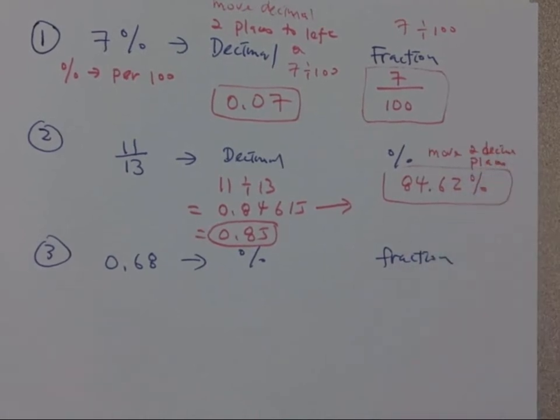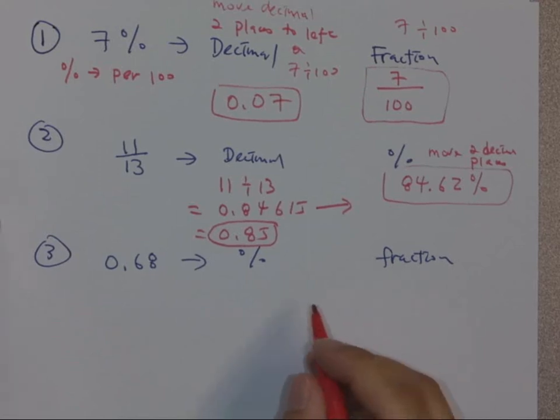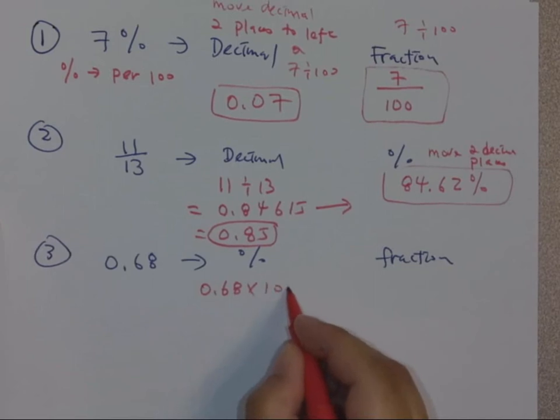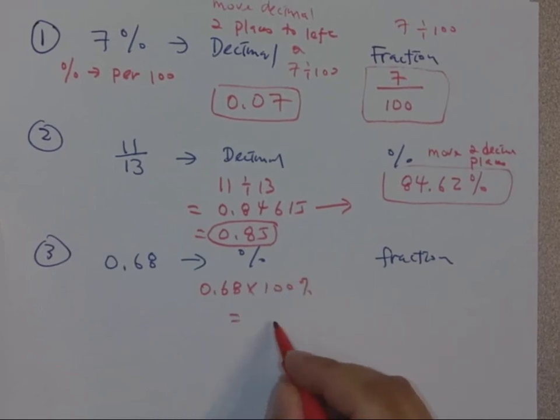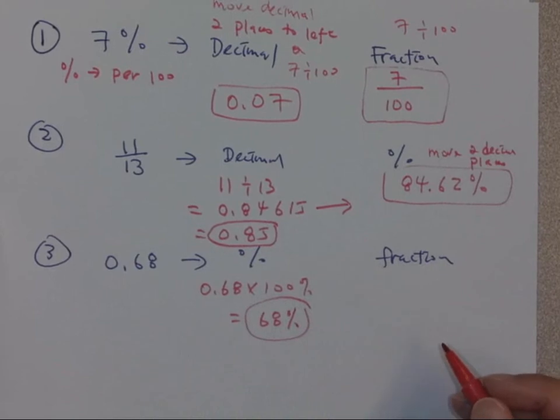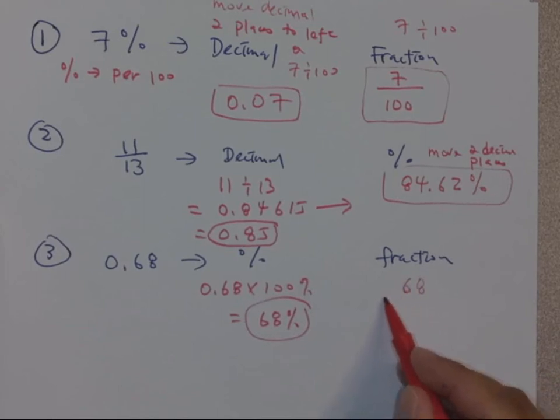Okay, number 3, the decimal, I need to change it to percentage. How? This is 0.68 times 100% would be 68%, or you can just tell me you move 2 decimal places, right? Fractions? This is 68 per 100, right?